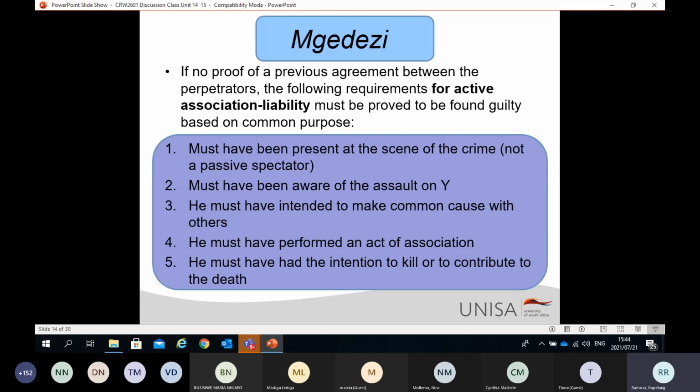So in that instance, the Constitutional Court held that the principle of active association was constitutionally compliant with the rights in the Bill of Rights and could not be assailed. So in the case of Thebus, the doctrine of common purpose was upheld to be constitutionally compliant, and the principles of Mgedezi in particular were found to be sound.